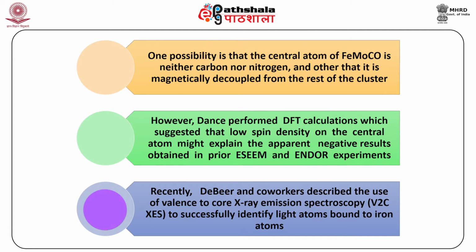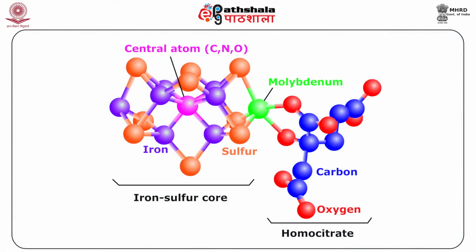Recently, De Beer and co-workers described the use of valence to core X-ray emission spectroscopy to successfully identify the light atoms bound to iron atoms. With the help of XES and DFT calculations, the observed spectrum from the iron molybdenum cofactor was attributed most closely to a structure containing a carbon as the central atom. Simultaneously, a report from Spatzal and Rees suggested a re-refinement of the iron molybdenum cofactor at 1 Angstrom resolution, where the central atom was more clearly a carbon atom.